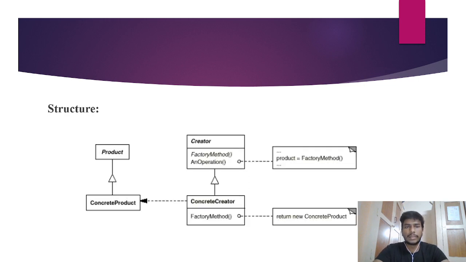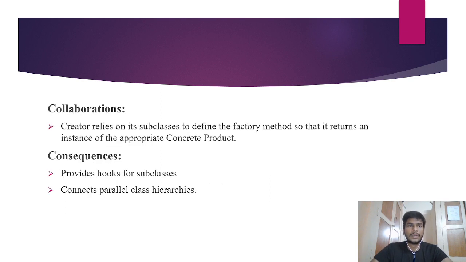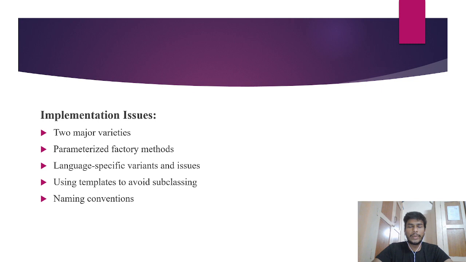And this is the structure of the factory pattern. The collaboration is that the creator relies on its subclasses to define the factory method so that it returns an instance of the appropriate concrete product. And implementation issues are two major varieties: parameterized factory methods, language-specific variants and issues, using templates to avoid subclassing, and naming conventions.